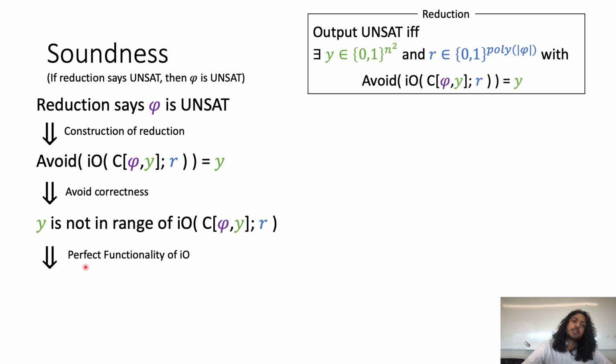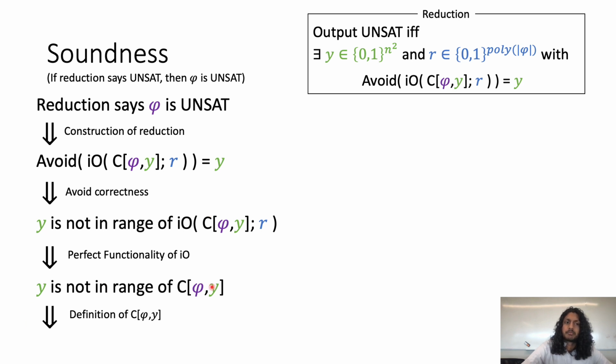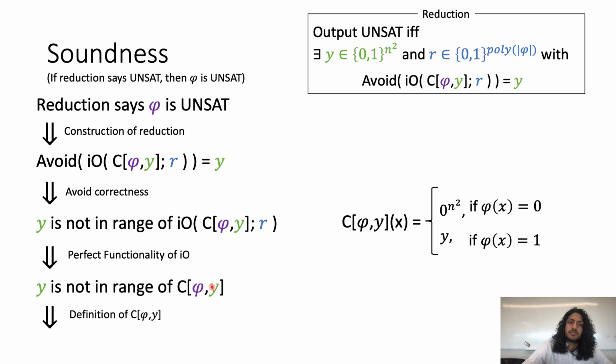Then, by the perfect functionality of iO, you know that the circuit output by iO is computing the same function as the circuit it was given as input. So now y is not in the range of C phi y. And by the definition of C phi y, you get that phi is unsatisfiable, because y would be in the range of the circuit if phi is ever satisfied. This is how you argue for soundness. It essentially amounts to going through the construction and plugging things in.